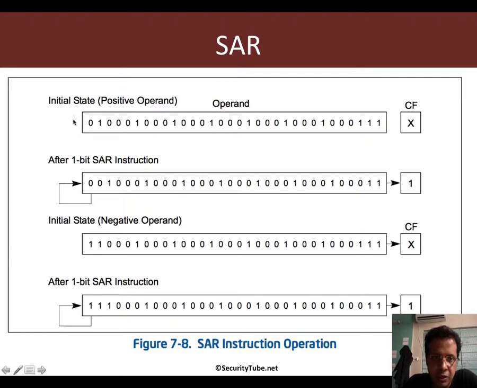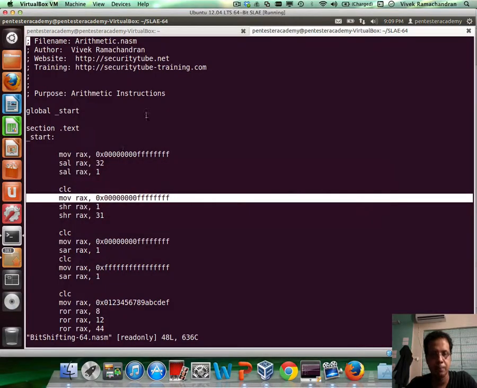So this is a positive operand. You can clearly see that the sign bit is 0. Now when we do a shift right by 1 bit, the LSB, the least significant bit, gets replicated inside CF, while because it's a positive operand, a 0 gets filled in the most significant bit. Let's go ahead and verify this.